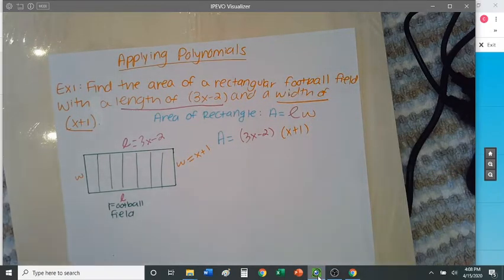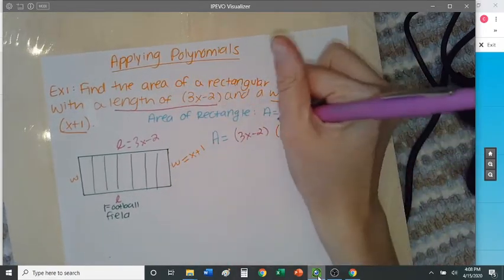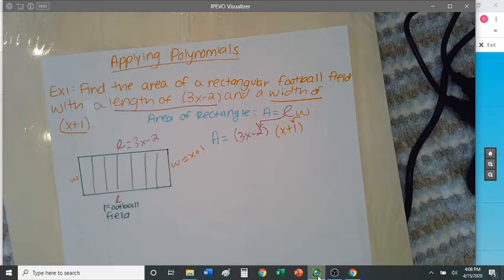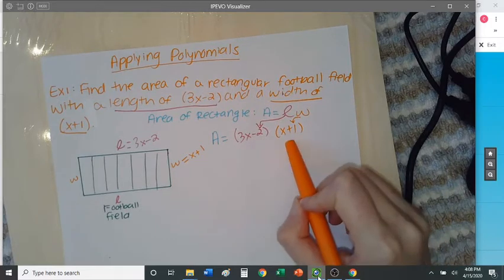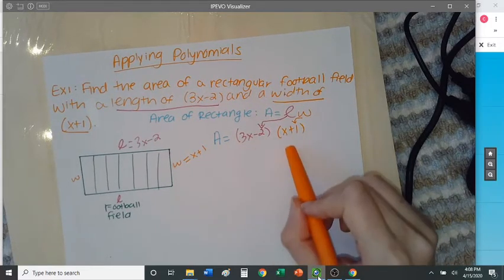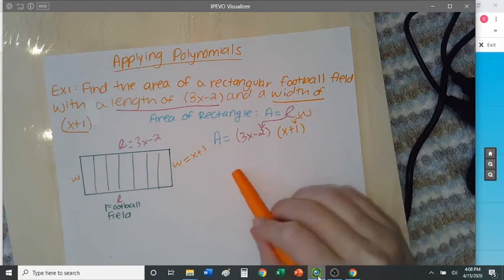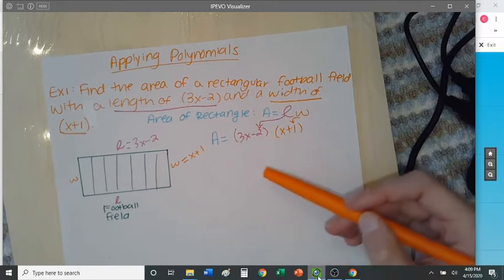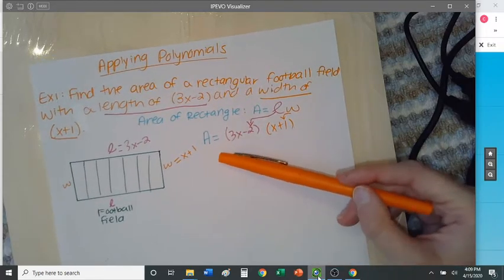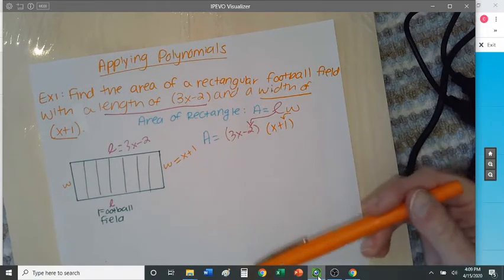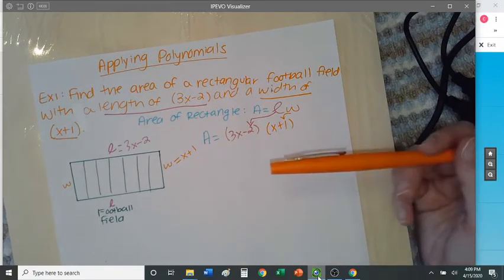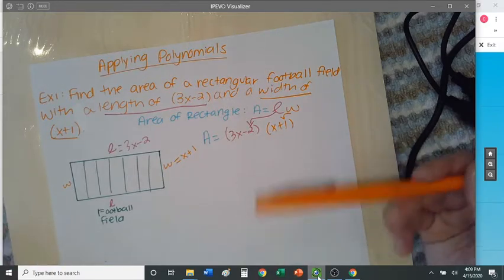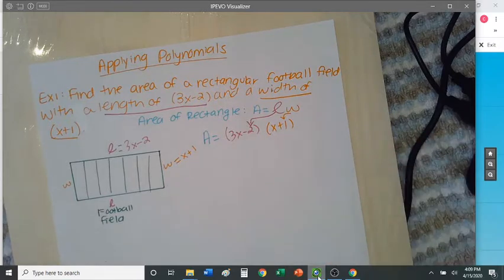All right, so I substituted in the values into my formula for the length and for the width. And then after that, I have a parenthesis times a parenthesis. How do you solve a polynomial when you have two parentheses side by side? You would distribute. So we're going to be distributing the two parentheses, and that will give us the area of the football field, which since we don't know the value of x, I can't actually solve for the actual area, but we'll at least have an equation so when you do find out what x is, then you'll know the actual area of the football field, which will be really cool.